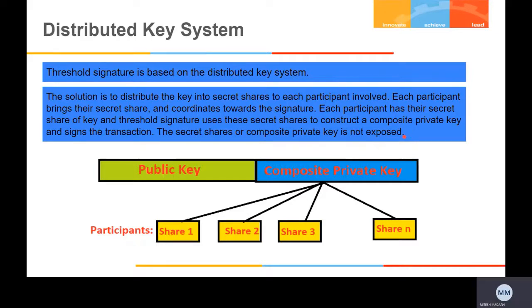The secret shares or the composite private key are never exposed to the members of the group. Of course, you will know your own secret share, but you never know the secret share of other participants, and you can never know the private key that was constructed during the transaction. All of the other parts are hidden, and the public key can be used to verify the signature as earlier. So the public key is unique, and the private key is distributed among the participants in a distributed key system.